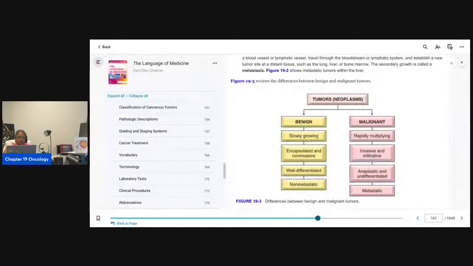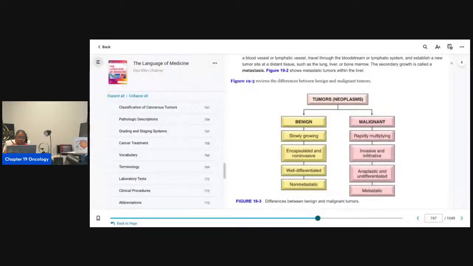The secondary growth is called a metastasis. Metastasis. That's just secondary growth. I don't want to read the whole thing. I want y'all to read it. I just want to give y'all that insight. So metastasize and metastasis. Got it? It's metastasis. M-E-T-A-S-T-A-S-I-S. Metastasis. This is a good comparison that you guys can also use in your study. So make sure you get that down.